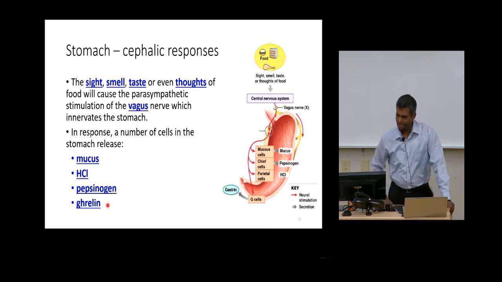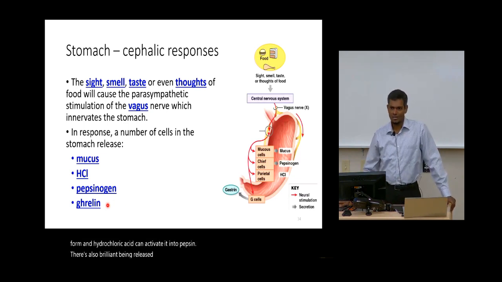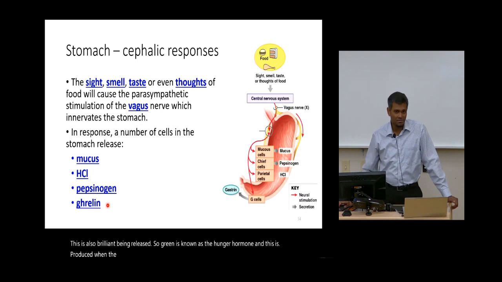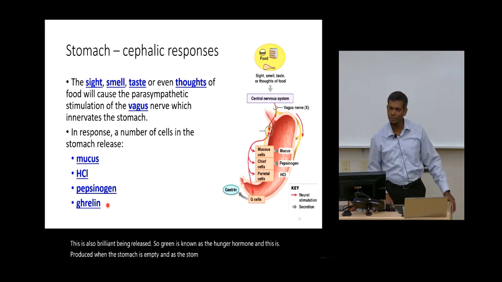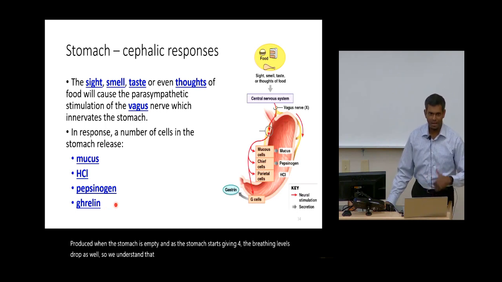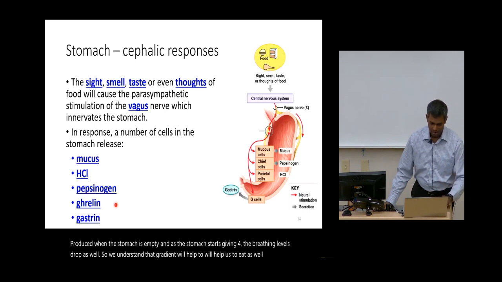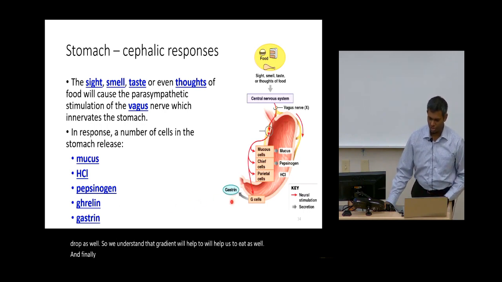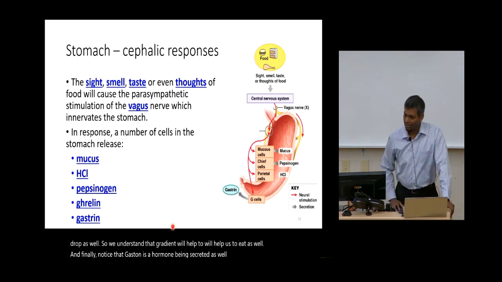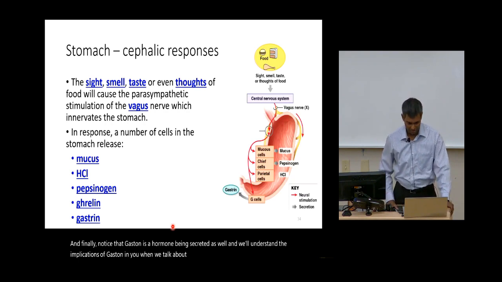There is also ghrelin being released. Ghrelin is known as the hunger hormone, and this is produced when the stomach is empty, right? And as the stomach starts getting full, the ghrelin levels drop as well. So we understand that ghrelin will help us to eat as well. And finally, notice that gastrin is a hormone being secreted as well, and we'll understand the implications of gastrin when we talk about the gastric phase.